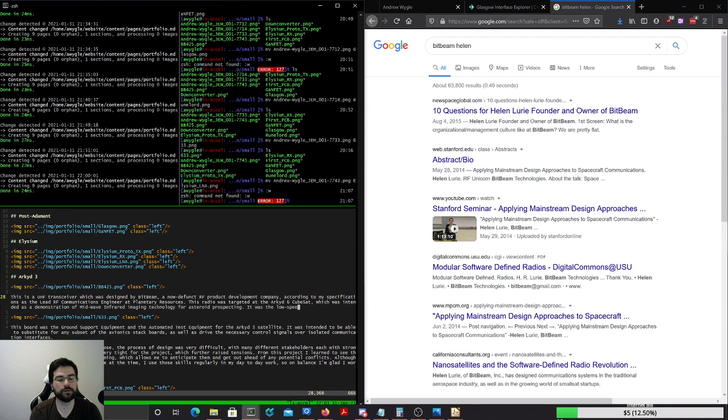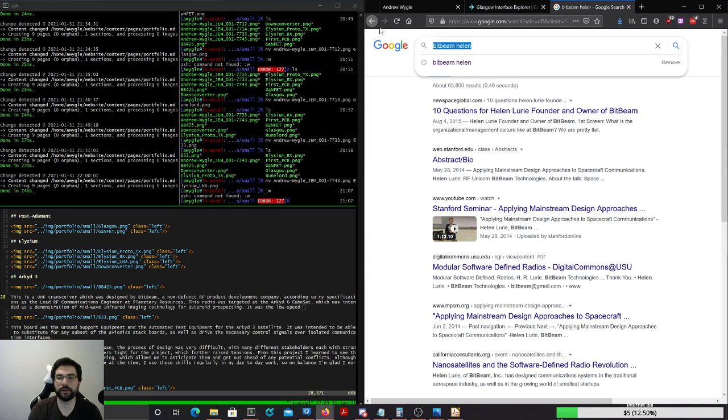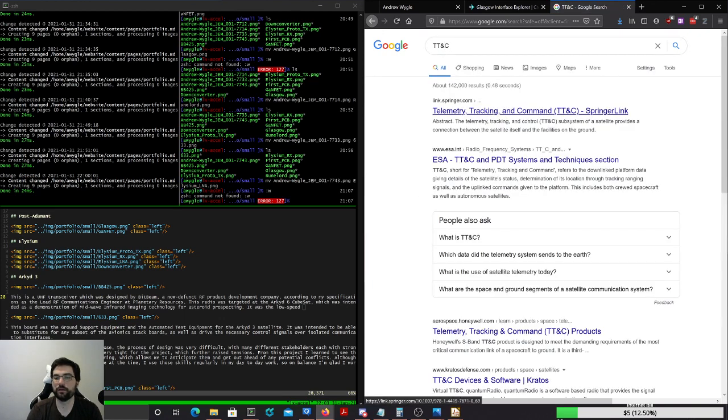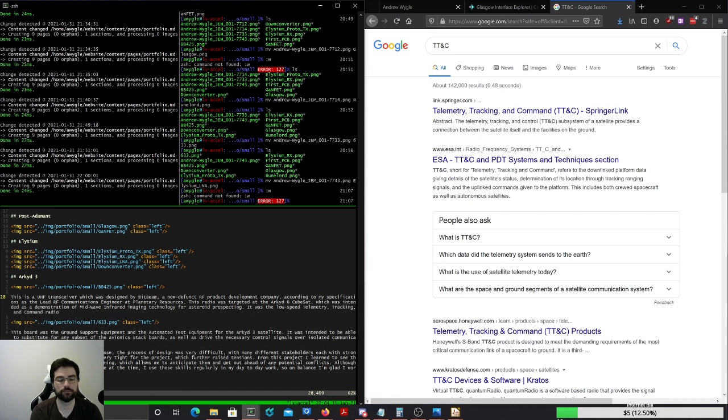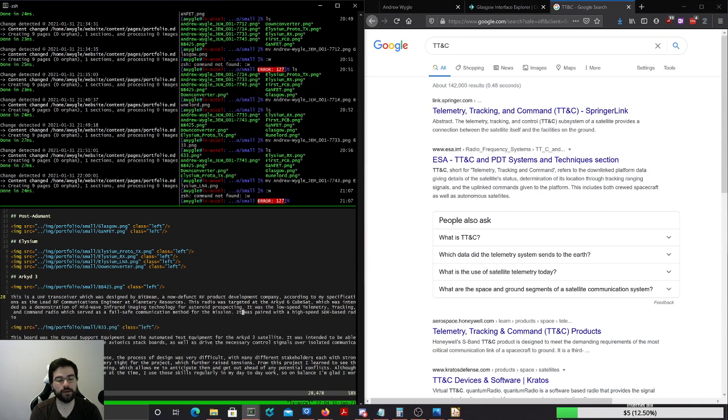It was the low speed TT&C. What does TT&C stand for? I always say it and I never know what it means. Telemetry, tracking, and command, right? Which was paired with a high-speed SDR-based radio, which served as a fail-safe communication method for the mission. It was paired with a high-speed SDR-based radio for payload data downlink.